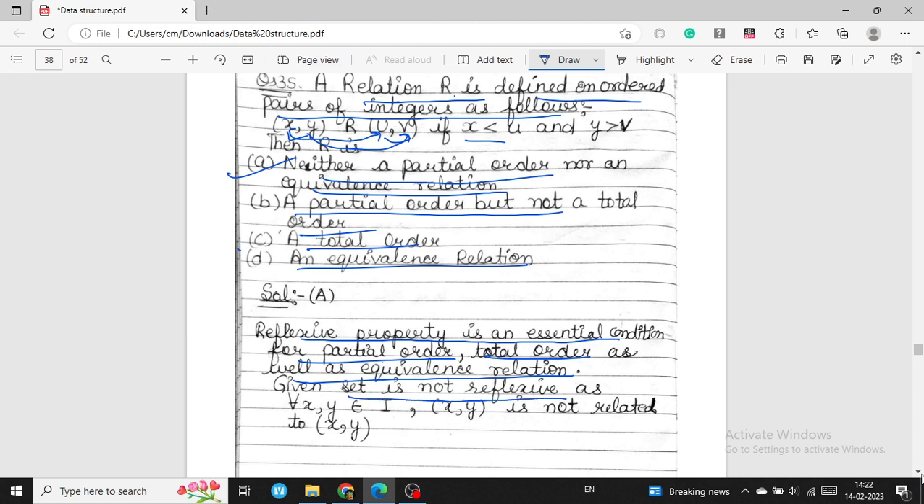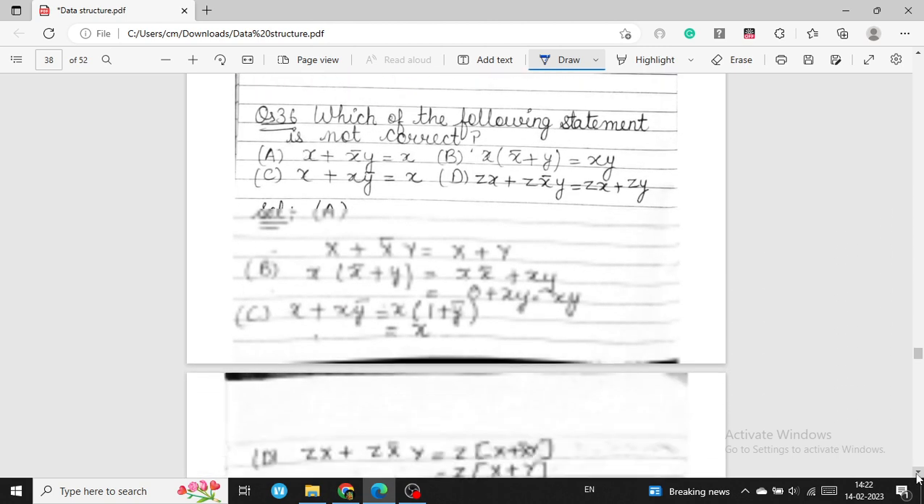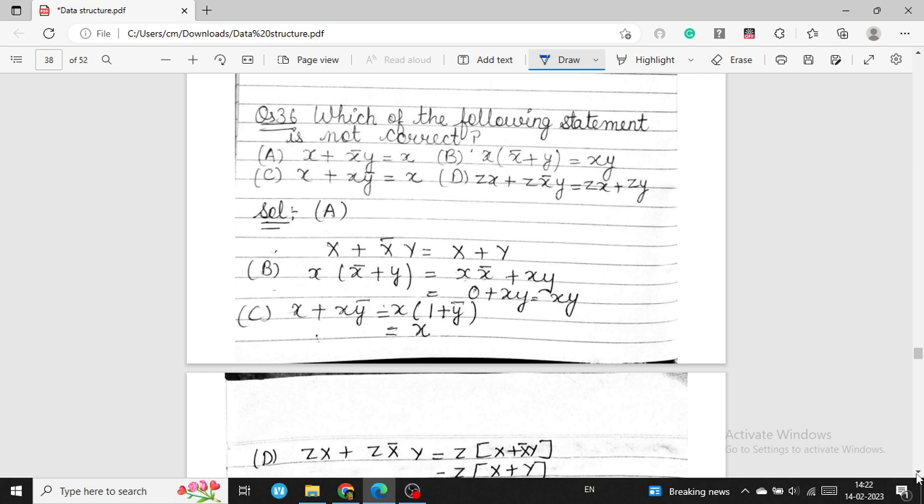The given set is not reflexive, because for all x and y belonging to I, xy is not related to xy. Here xy is not related to xy. And the next question is, which of the following statements is not correct?